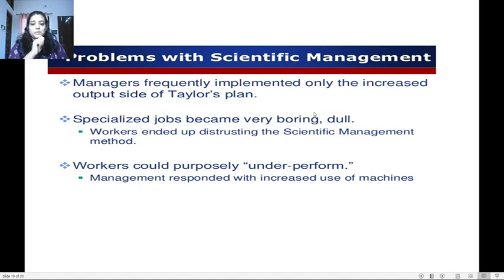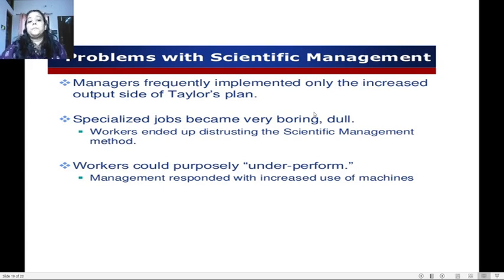Before moving on, saying you bye, what was the problem faced by scientific management that I would like to discuss with you? The managers frequently implemented these increased outputs, like observation, right? Taylor's plan. So that was making an employee feel backward or feel less or dull because of that. So those scientific principles are good for the organization, good for the employees, but more of implication will lead to dullness, will lead to boredom for the workers.